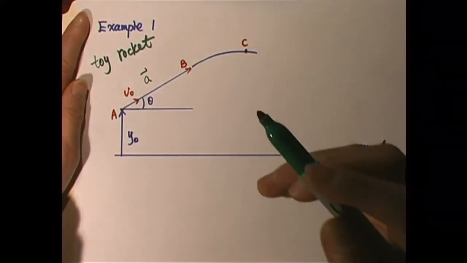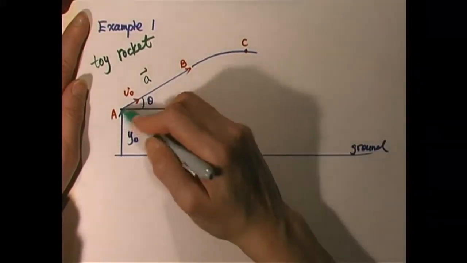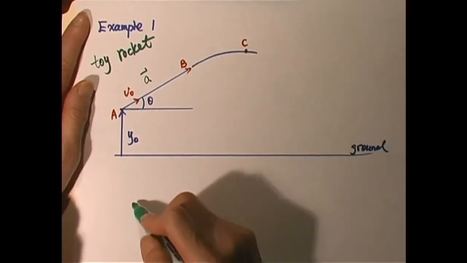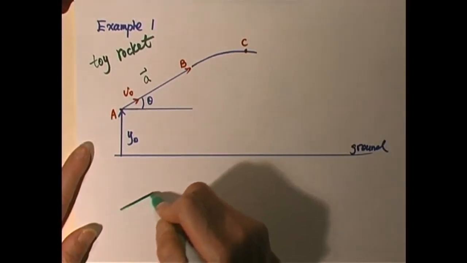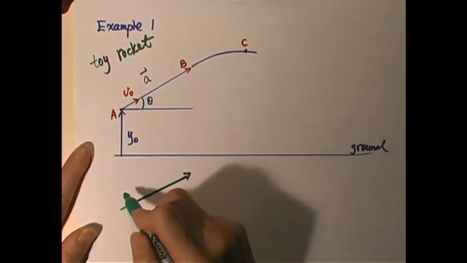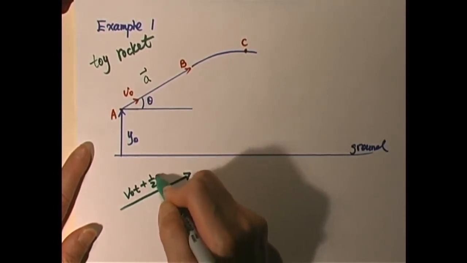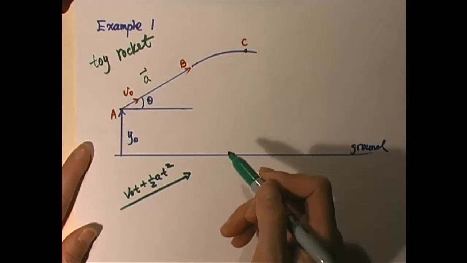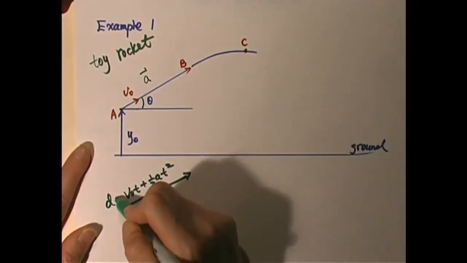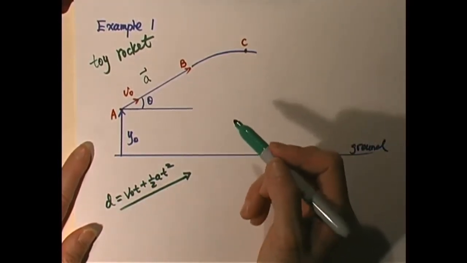for t seconds. So it will end up at B. So AB, how far it goes, that is simply V0t plus 1/2 at squared. That's how far it goes. Let's define it as distance D.